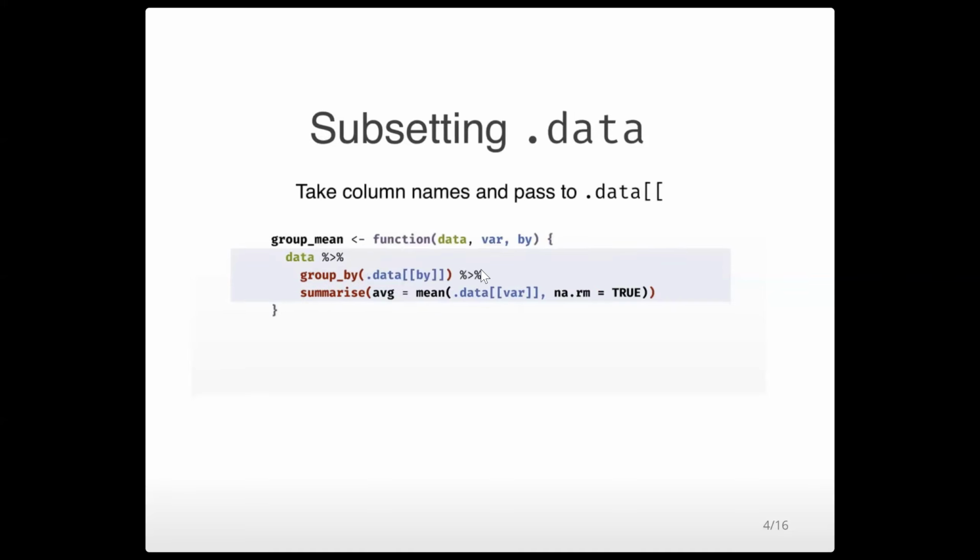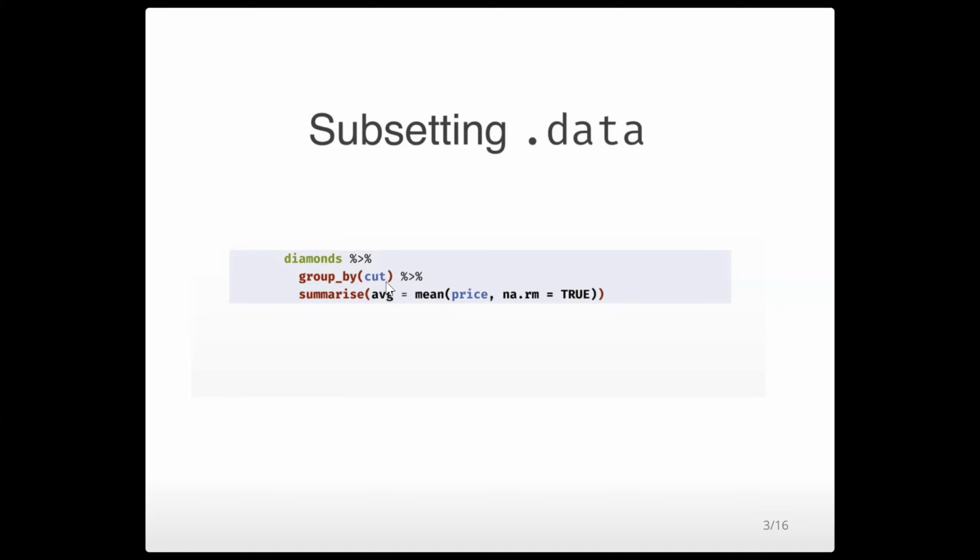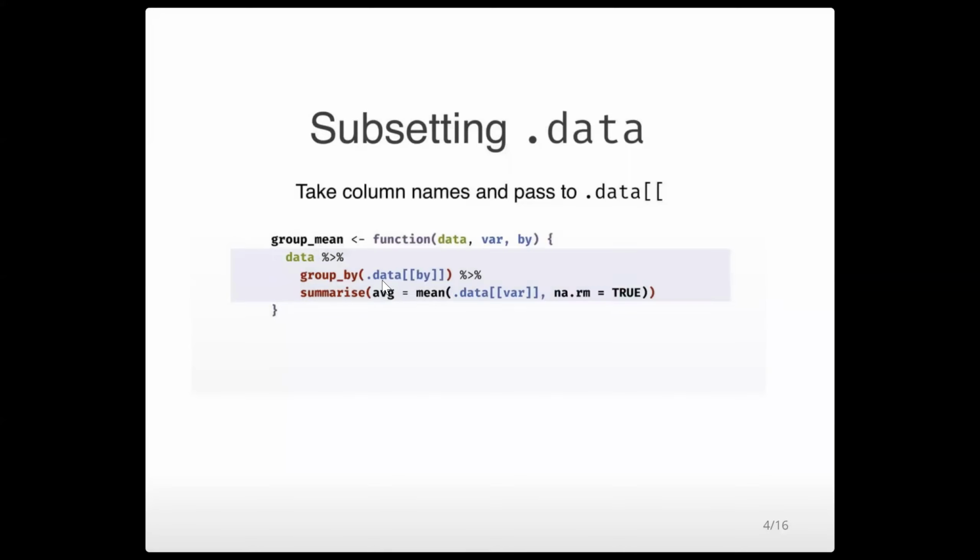Okay, so this is another version of the same code where I'm going one step back. Where it says group by, it used to say cut, and now we have .data. So .data is just a pronoun, a placeholder for the data. Whatever data goes in data, this placeholder is referring to it. And the double square brackets are one way in which you can extract a variable from a data set in general. So now with the double square brackets, you can extract the variable that you pass to by. This might make a little bit more sense in the next slide.